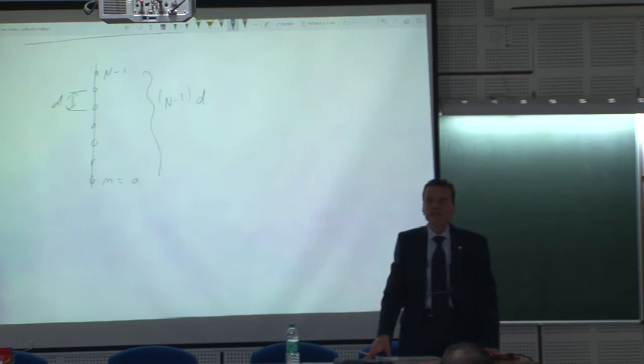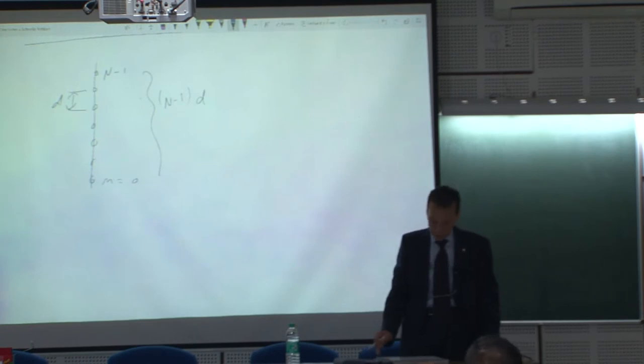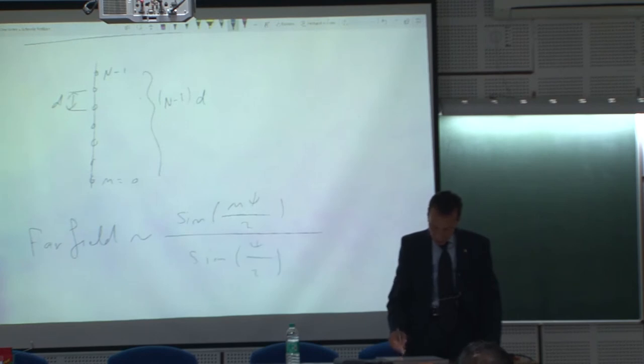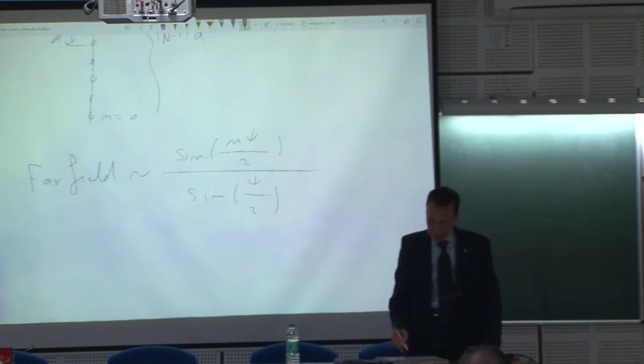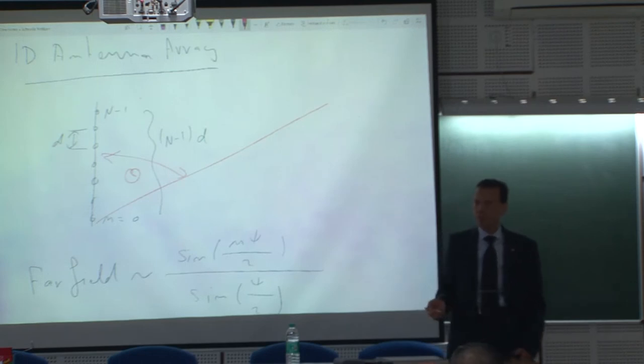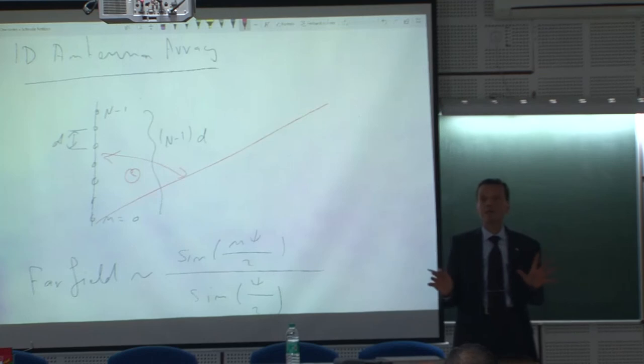Okay, you know that the far field of such an antenna pattern is given by something like sine n psi over 2 over sine psi over 2, where psi itself is given by alpha plus k naught d cosine theta, and my theta is actually the angle measured from the antenna array. If you are involved in antenna theory, you know what I'm talking about. So I'm refreshing your information about antenna arrays. Who of you has never heard anything about antenna or antenna array? Any one of you? So actually, I may assume that you heard about the antenna array before.